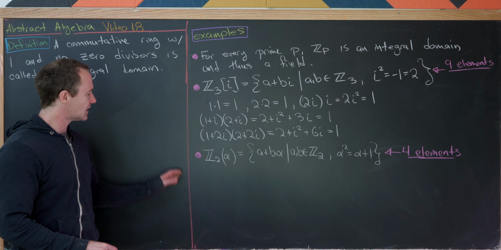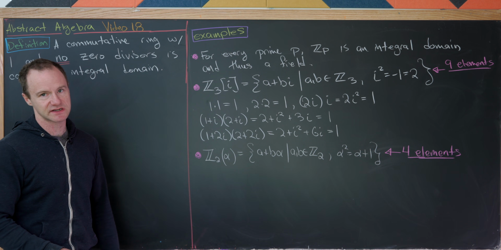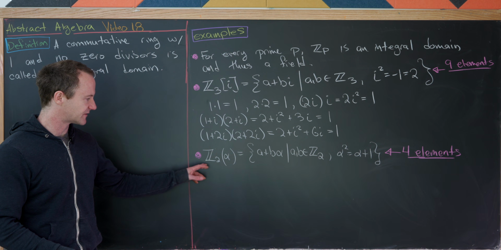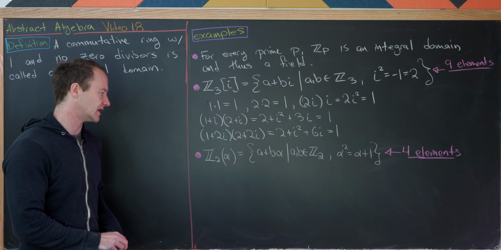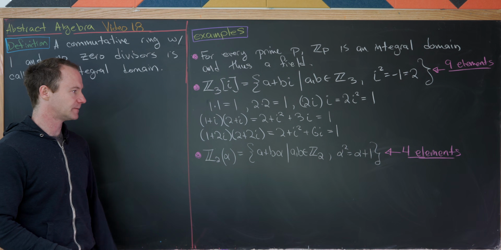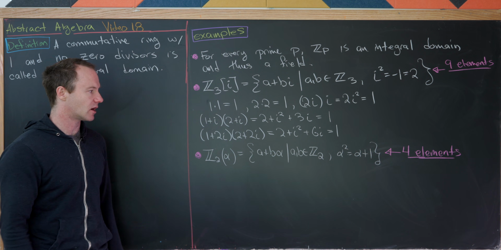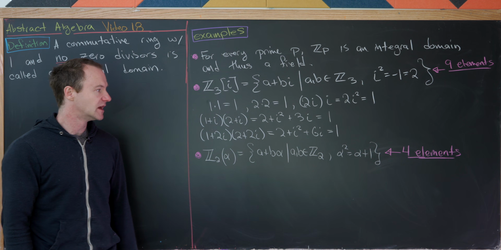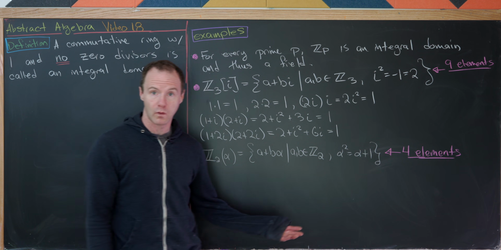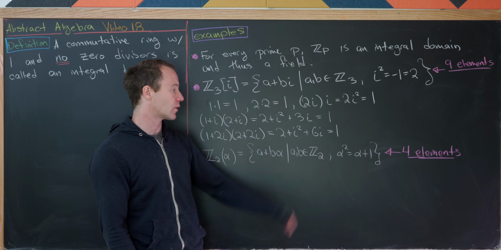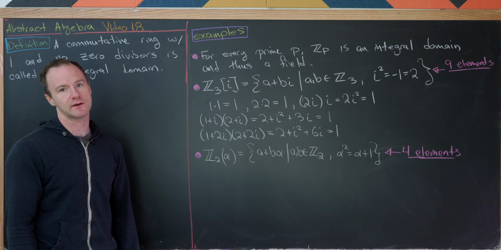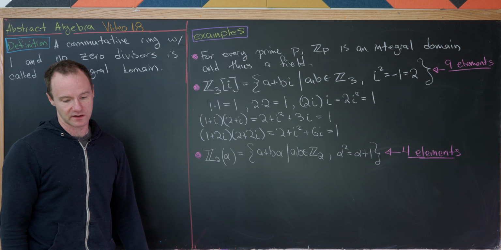Now, let's look at another kind of interesting example. It's slightly different. Let's take Z2 adjoin this thing which we'll call alpha. That's going to be everything of the form a plus b alpha, where a and b are elements of Z2. And then alpha squared is not 1 or -1 or anything. Alpha squared is alpha plus 1. So this has 4 elements.